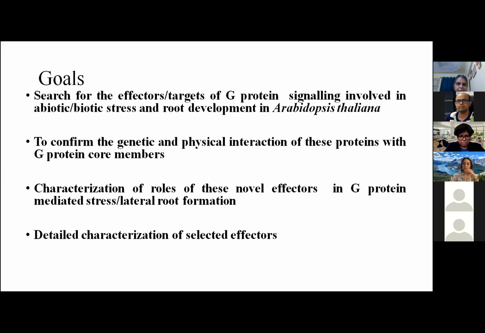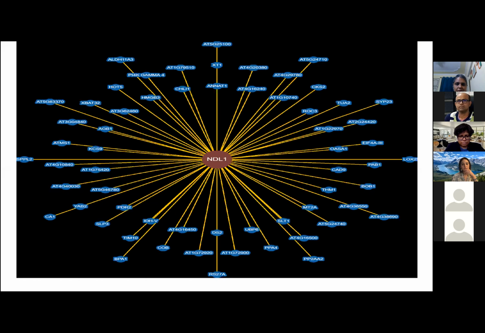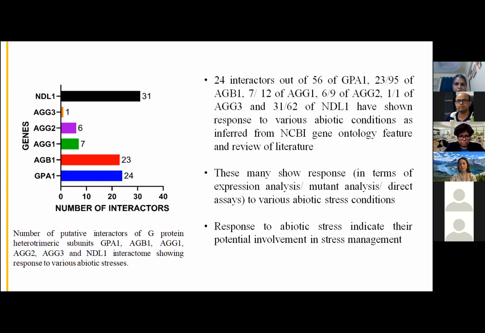We are taking an approach to find out whether these effectors play a role in abiotic and biotic stress and root development, to confirm their genetic and physical interaction with the G protein core members, and to characterize the role of these effectors in stress and later root formation as well. So the way I said, there are a total of 62 effectors. This just shows you the interactome of NDL1, all 62 of those.